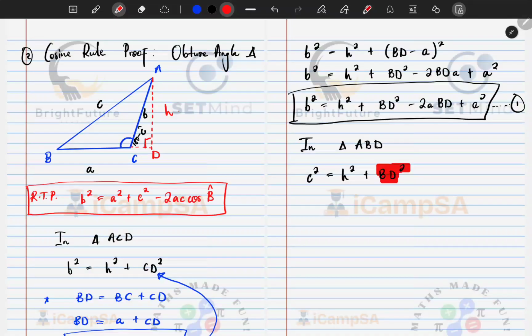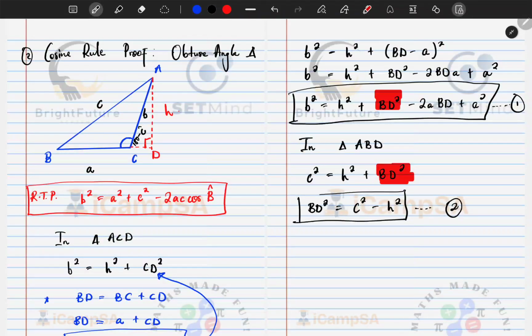I have bd squared here, and then I also have bd squared here, which means that I can simply make bd the subject of the formula, and then I substitute it back, right? So now if I make bd the subject of the formula, I'm going to be left with bd squared is equal to c squared minus h squared, right? So this will be my equation 2, right?